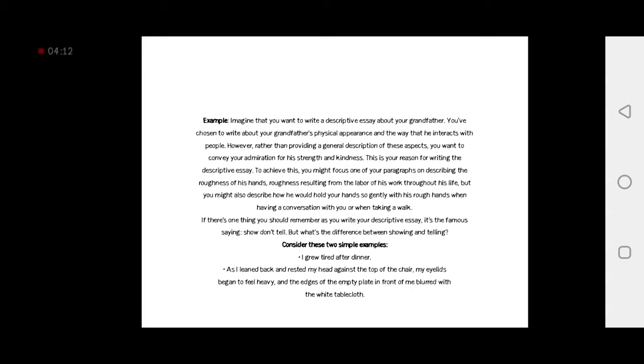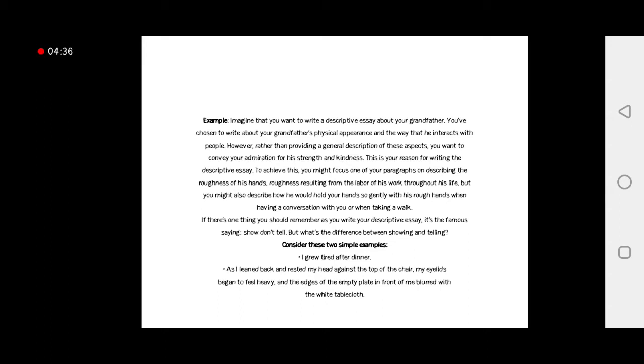Let's see what the example says. Imagine that you want to write a descriptive essay about your grandfather. You have chosen to write about your grandfather's physical appearance and the way that he interacts with people. However, rather than providing a general description of these aspects, you want to convey your admiration for his strength and kindness. This is your reason for writing the descriptive essay.